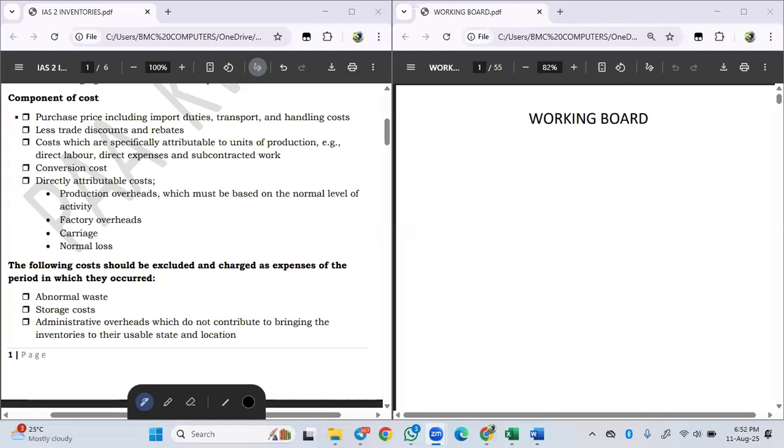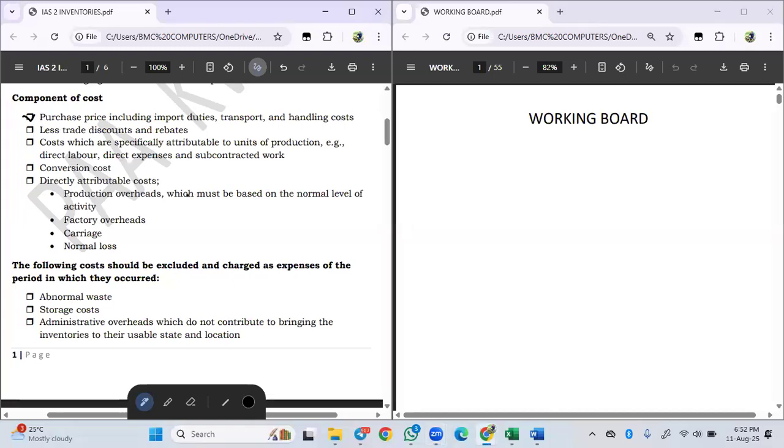So first of all, we have the purchase price, and also the import duties. So we are talking about the non-refundable purchase taxes and all that. Handling costs, transport, then you subtract your discounts. So trade discounts, not the early settlement ones. We are talking about trade discounts and any rebate, and also costs which are specifically attributable to units of production. So this one we have direct labor, direct expenses, subcontracted work, conversion costs. I've already talked about this one.